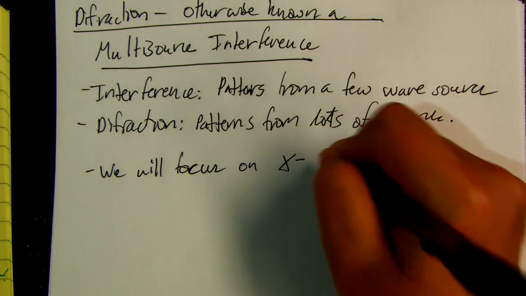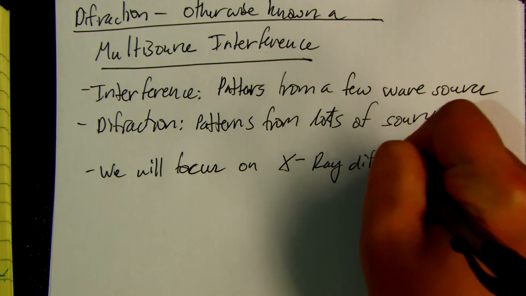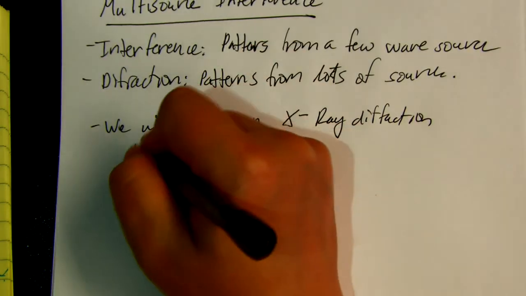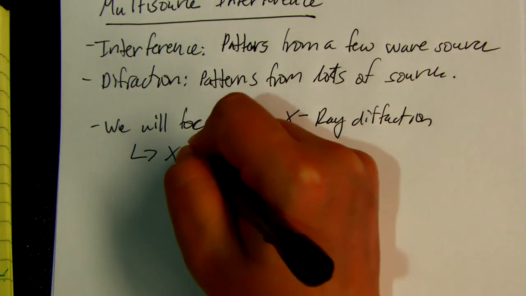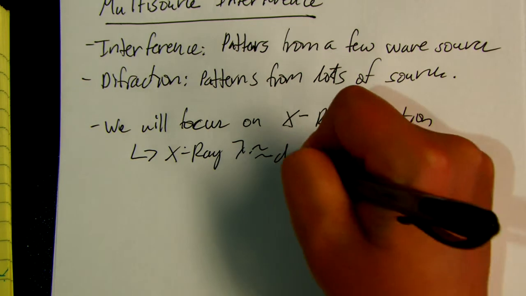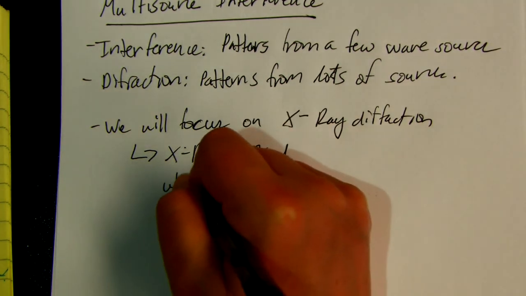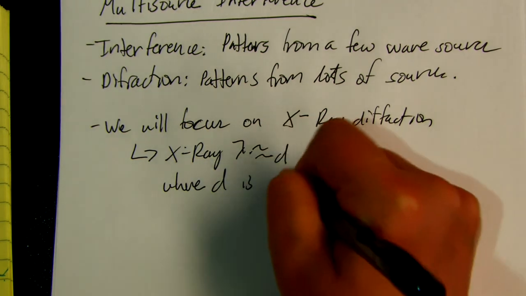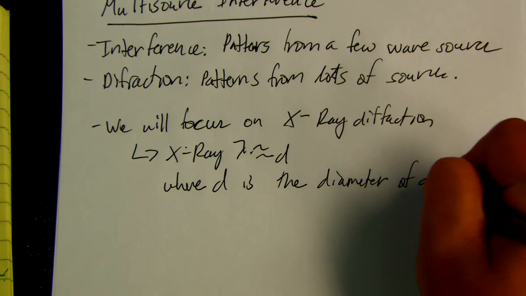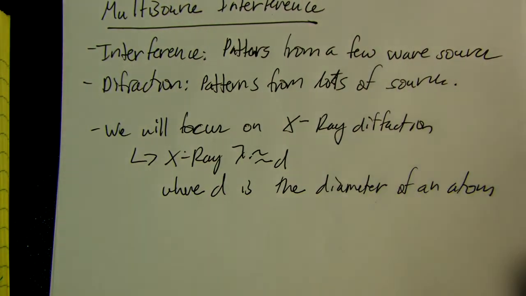All right, so we're going to focus on X-ray diffraction, which is at a particular wavelength. The reason for this is the X-ray wavelength is approximately the diameter of an atom, where d is the diameter of an atom. So we use X-ray diffraction to learn about materials.